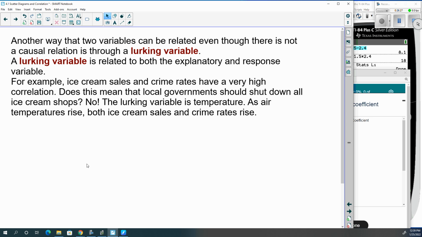For example, ice cream sales and crime rates have a very high correlation. Does that mean that local governments should shut down all ice cream shops? No, the lurking variable is temperature. As air temperature increases, ice cream sales increase. So they sell more ice cream in the summer than they do in the wintertime. That would make sense. And then apparently crime rates also increase when it's warm outside. So crime rates are increasing because of the temperature, ice cream sales are increasing because of the temperature, but it's not ice cream sales that are causing the increased crime.